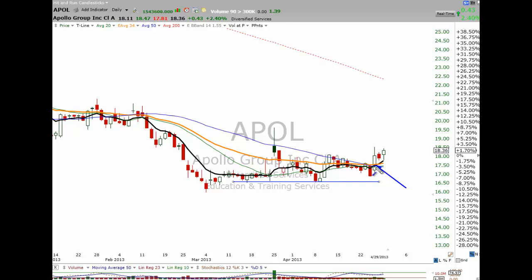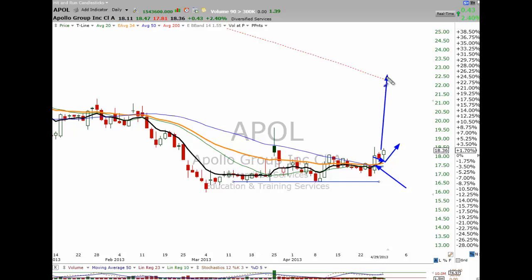For the time being, I'm going to call this a moving average engulf, where we have an engulf of the big three: the 20 simple, the 34 EMA, and the 50 simple. We had a nice little engulf there with a little consolidation, and now it's starting back up. Once again, this is another chart that we think is trading in the direction of the 200 simple.